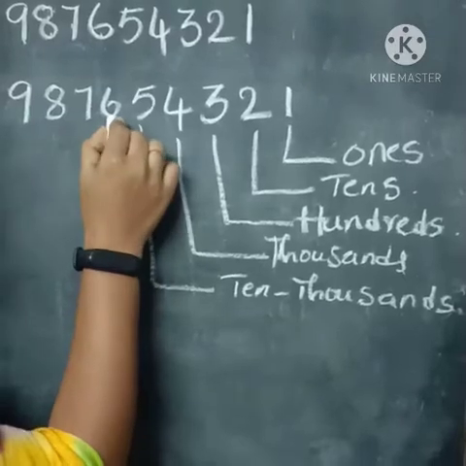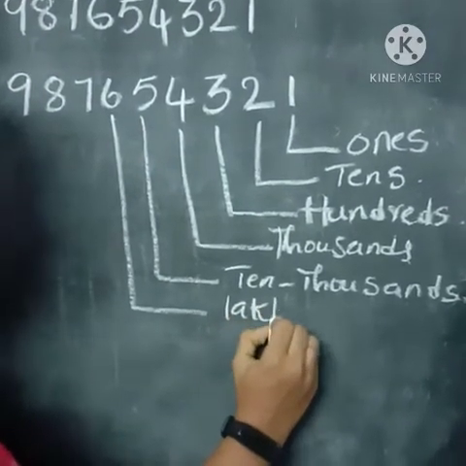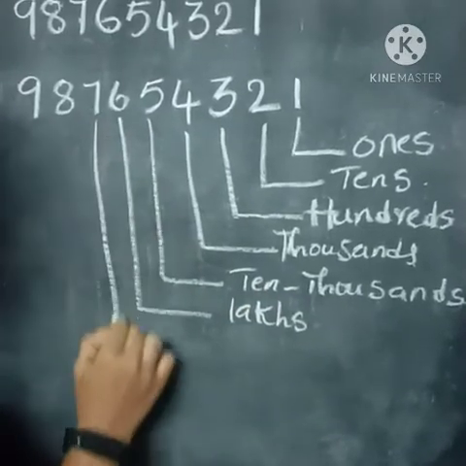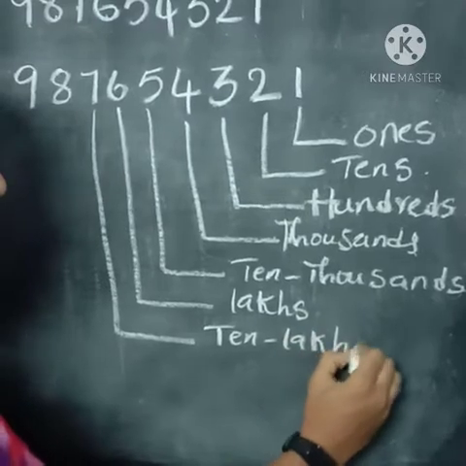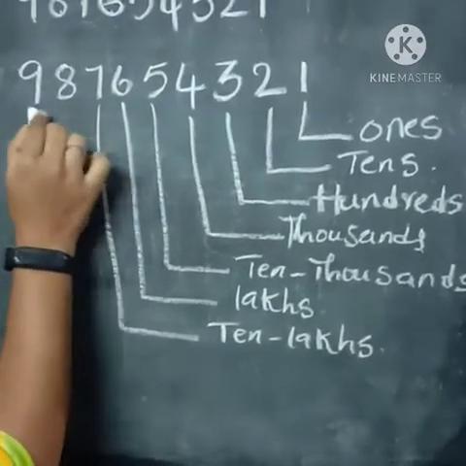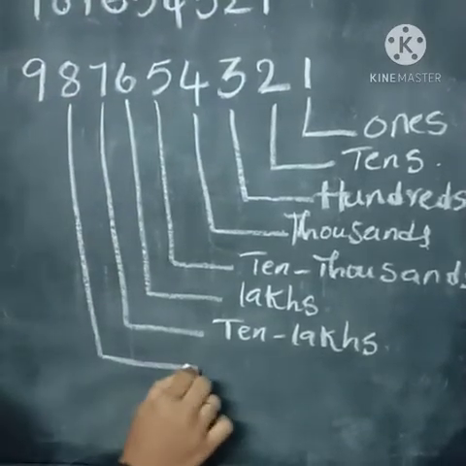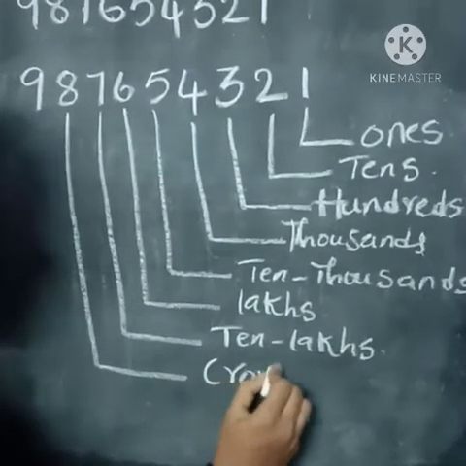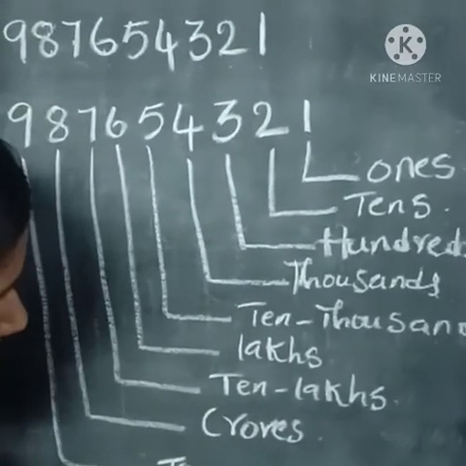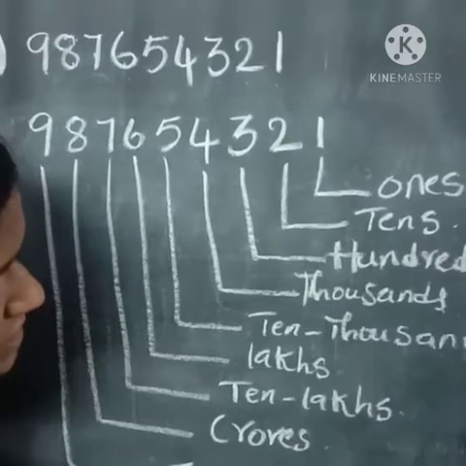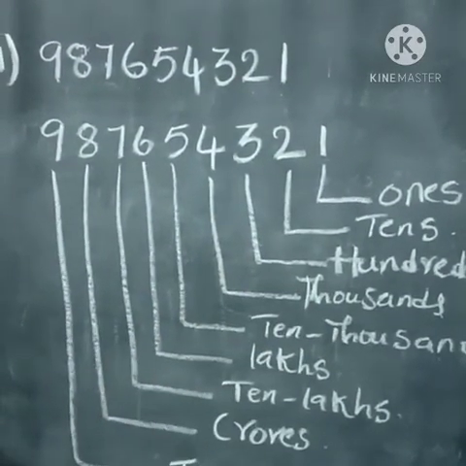Next, what is the number here? Yes, 6. 6 is in lakhs place. Next, 7 is in 10 lakhs place. And last, next to see these two numbers. What is this number, children? 98. 98 crores. So 8 is in crores place. Next, 9 is in 10 crores place. We already discussed this topic in previous class also.